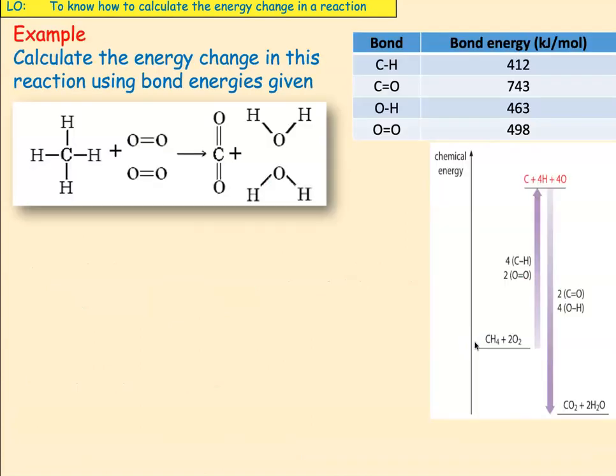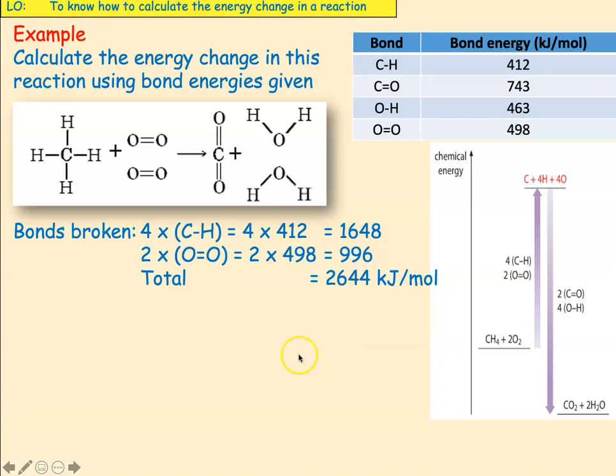Okay, so here's an example. So we've got our methane and oxygen making carbon dioxide and water. And here we have our bond energies. We haven't got any unnecessary ones there. We've just got the ones we're going to need. Okay, so just as we calculated before, in order to break the methane, we've got 4 times C-H. And in order to break the oxygen, we've got 2 times O double bond O.